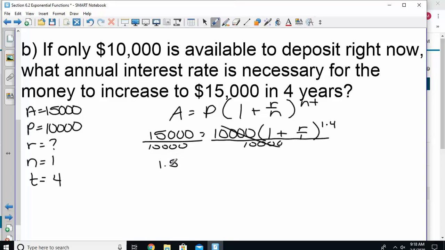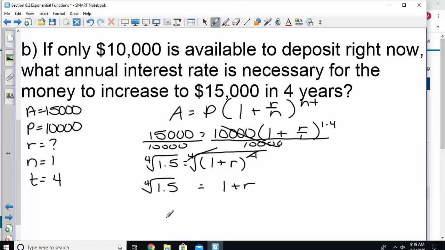1.5. Okay. Here we have 1 plus r divided by 1 is r. 1 times 4 is 4. So I'm trying to get to r. How do you get rid of the 4th power? Fourth root. Normally with an even root we add a plus and minus, but will you have a negative interest rate? No, so we don't have to do the negative here. I'm not going to plug this in my calculator quite yet just because I'm trying to eliminate rounding error.